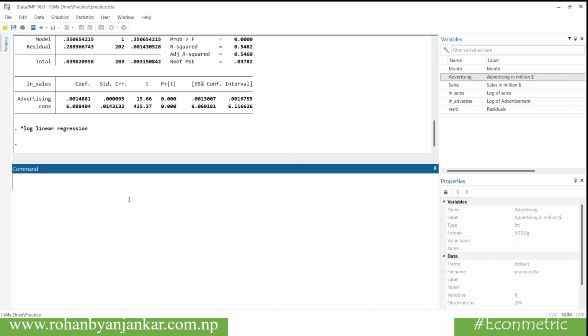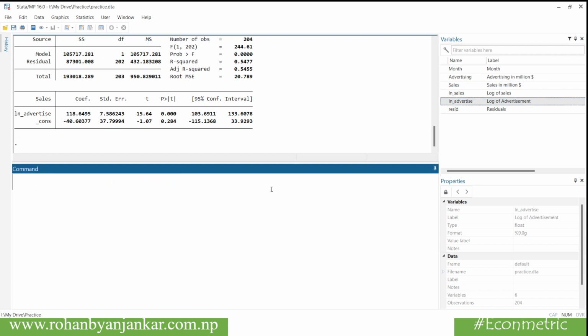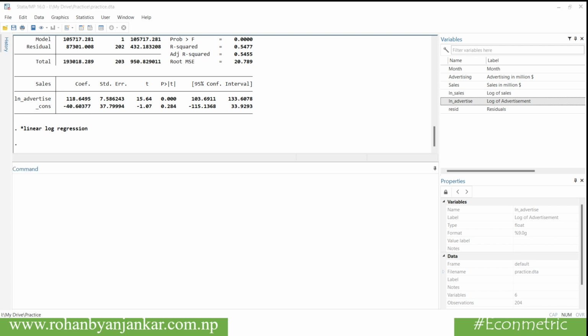And now we will head towards the final one, that is the linear log regression. How to interpret it? It's simple. We first need to identify that this value is actually the percentage change, and we don't need percentage, we need unit. So we will divide it by 100.